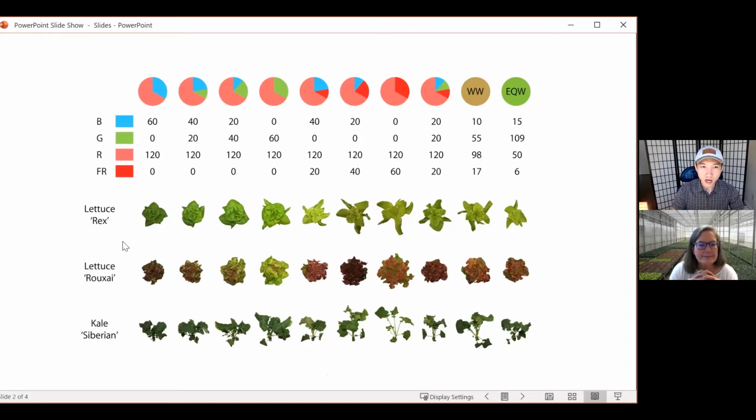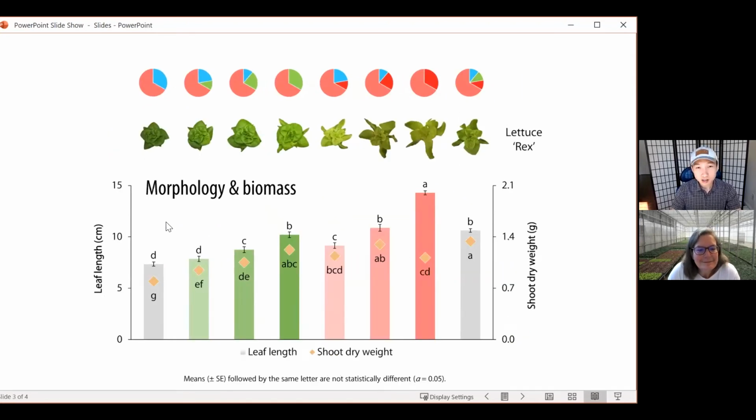So for each crop, I grew multiple plants under each treatment, and I also repeated the experiment over time. I took a photo of an average-looking representative plant from each treatment. And now I will explain a few key findings. In this chart, bars indicate leaf length, whereas the squares indicate shoot dry weight or biomass.